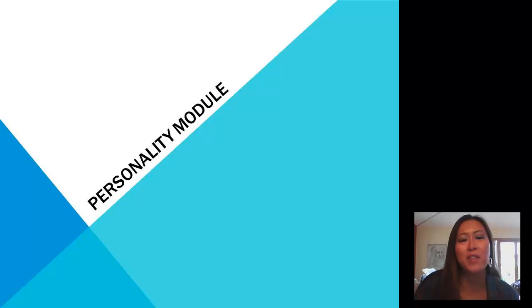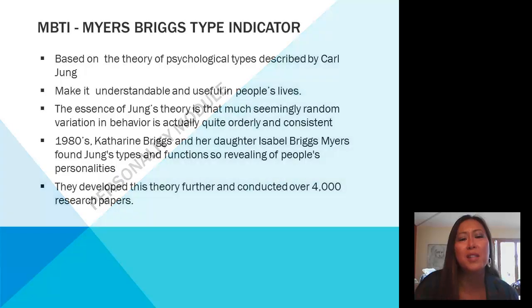This is one of my favorite modules because it allows us to get to know about the different personality preference types and it helps us gain a better understanding of each other. The Myers-Briggs Type Indicator instrument is a questionnaire based on the Myers-Briggs model of personality. The purpose of the Myers-Briggs Type Indicator personality inventory is to make the theory of psychological types described by Carl Jung understandable and useful in people's lives.